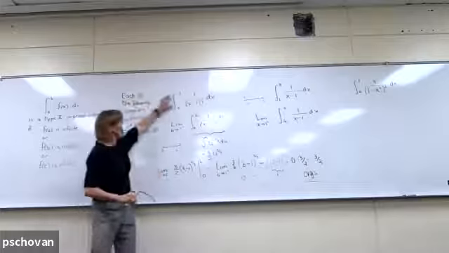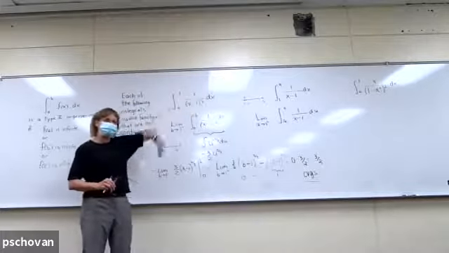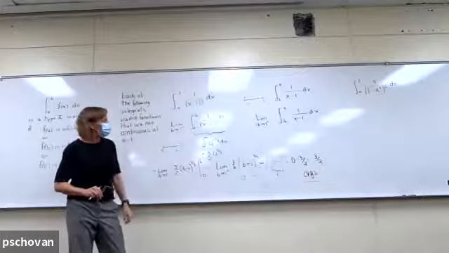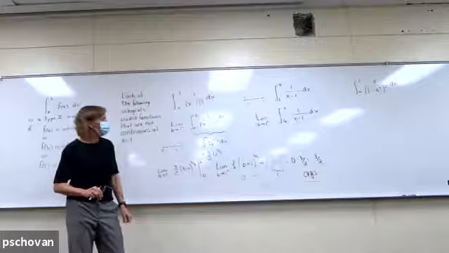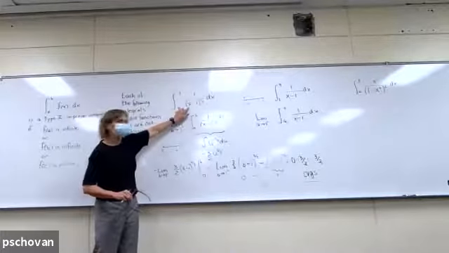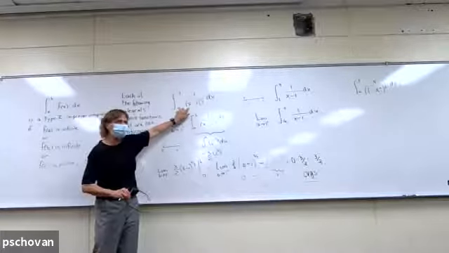On the interval from 0 to 1, this is not a positive function. It's negative because that graph is under the x-axis. Okay, so there's an example of a type 2 convergent improper integral.